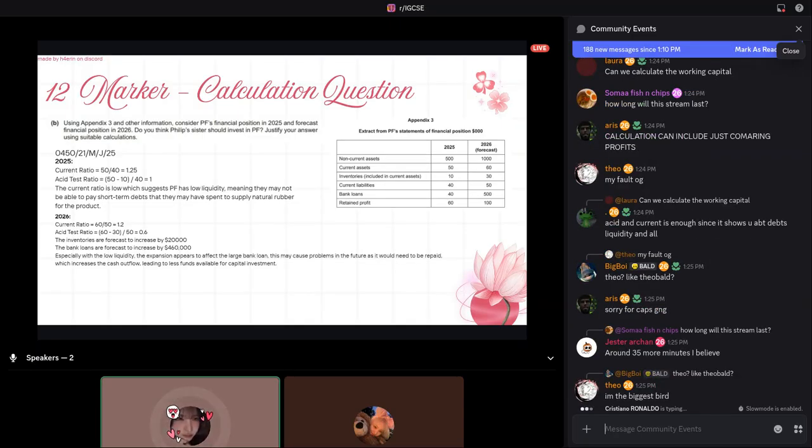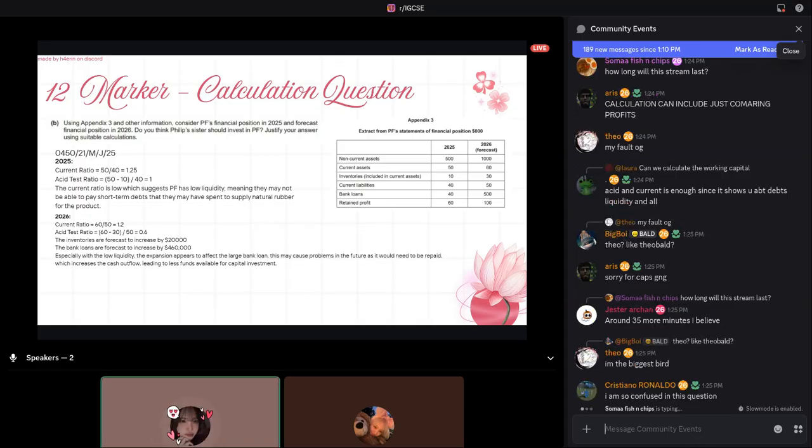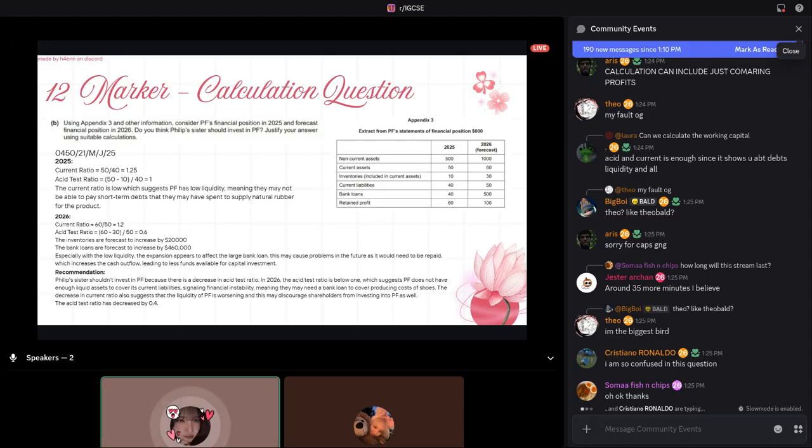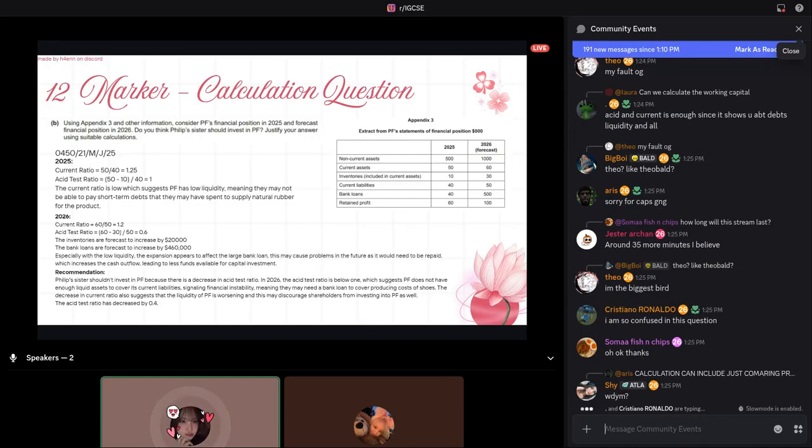And for the recommendation, this is what most people tend to struggle on. A lot of the time, people just mention why the option is best and why not the other options. But in a calculation case, it will be different. So, recommendation: Philip's sister shouldn't invest in PF because there is a decrease in acid test ratio. In 2026, the acid test ratio is below 1, which suggests that PF does not have enough liquid assets to cover its current liabilities, signaling financial instability.